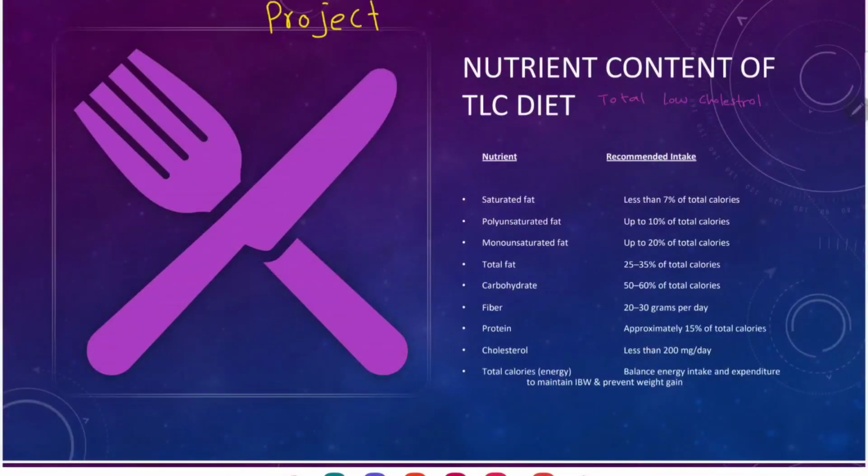Lastly, we have the nutrient content of a total low cholesterol diet, a diet based on low cholesterol. We have nutrients and their recommended intake. For example, saturated fat should be less than 7% of total calories of the day. The polyunsaturated fats should be up to 10% of the total calories, and the rest you can read. And we need to have it in the project.